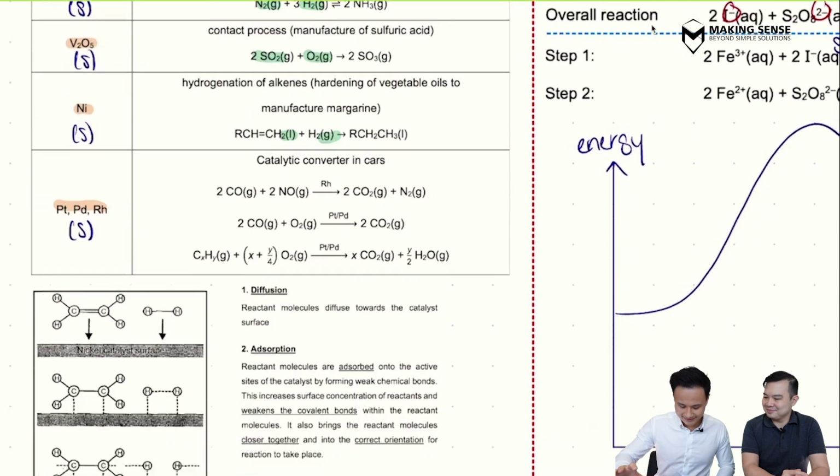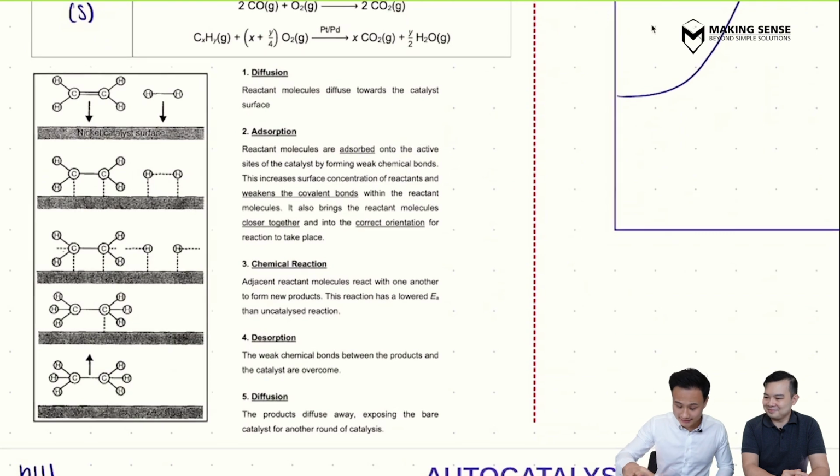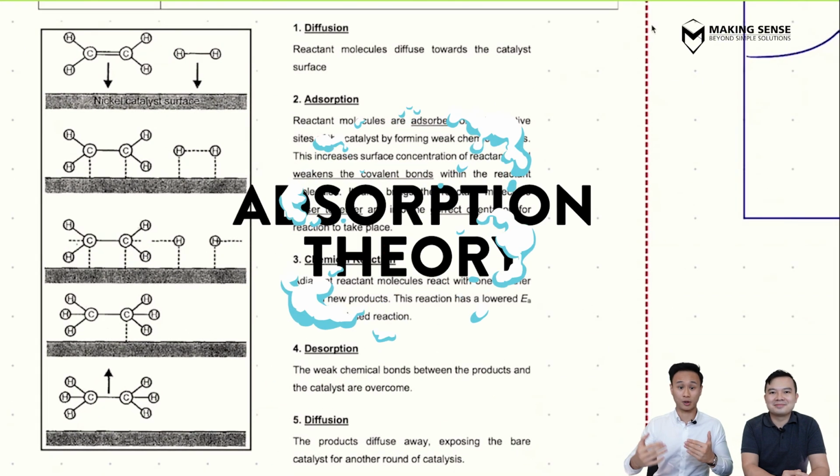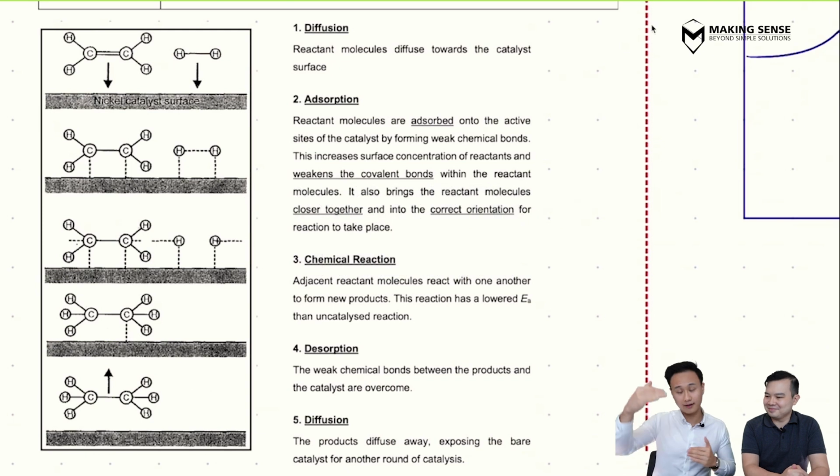Now, to understand better how a heterogeneous catalyst works, you need to first understand the whole idea of adsorption theory. Now, adsorption theory undergoes 5 different stages. So we have diffusion, adsorption, chemical reaction, desorption, diffusion.